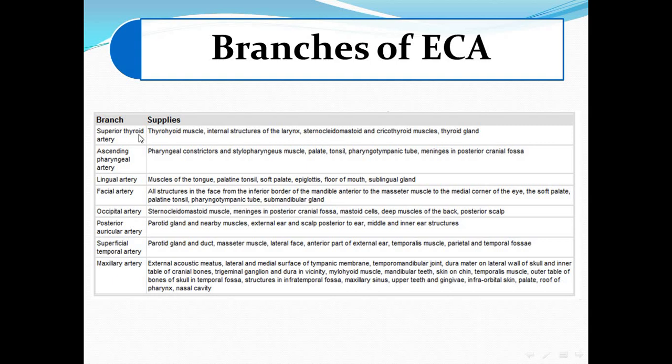For example, if we talk about the superior thyroid, it's not just supplying the thyroid gland as the name may suggest, but it also supplies the thyroid muscle, the internal structures of the larynx, the sternocleidomastoid and cricothyroid muscles, and so on. And the same goes for the other branches of the external carotid artery.